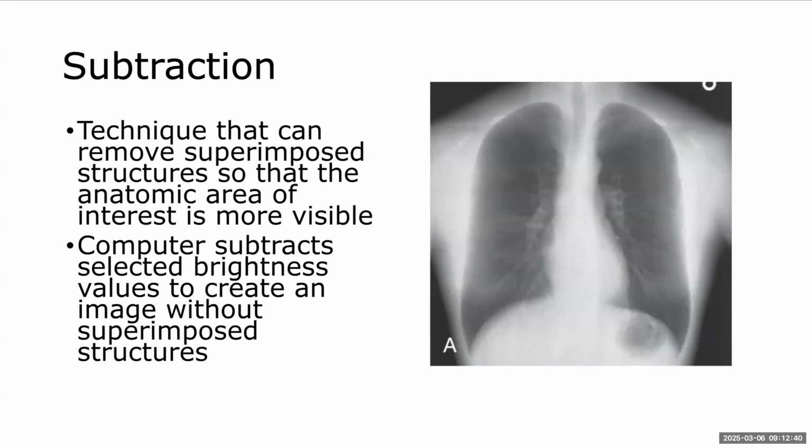Subtraction is a function that can be used to remove superimposed structures so that the anatomic area of interest is more visible. So what happens is the computer is going to subtract out particular brightness values to create that image without those superimposed structures. For example, in this image, you notice that the bony thorax has been subtracted out to where all we see are the soft tissues, the lungs.